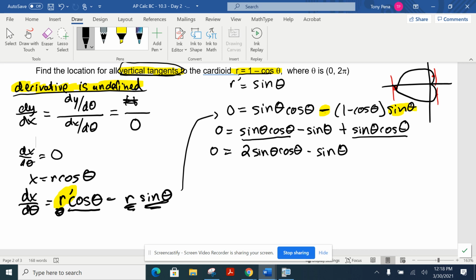So notice how you have a common factor of sine of theta. We want to pull that out. And then you're left with 2 cosine of theta minus a 1.